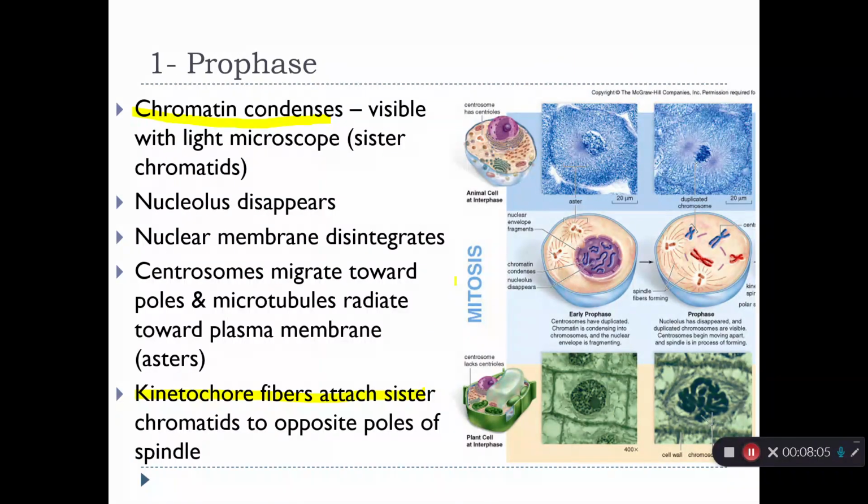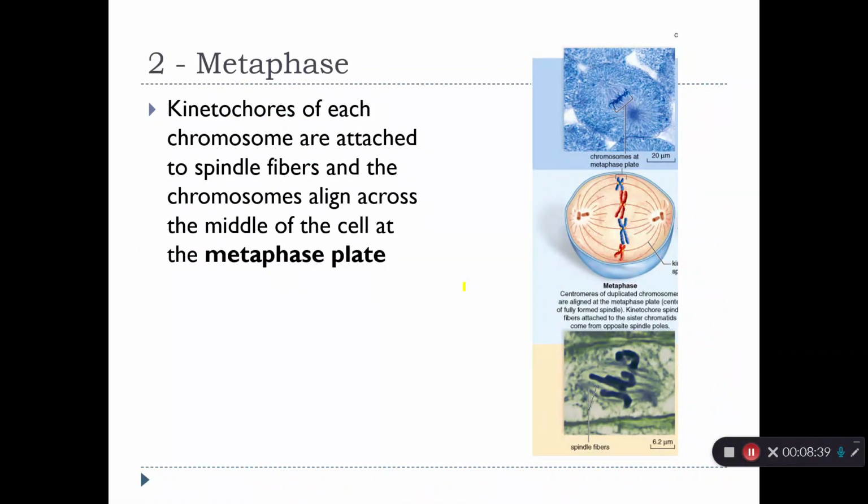Okay, so let's go over it real quick. In prophase, the chromatin becomes chromosomes. It says chromatin condenses into chromosomes. The nucleolus disappears. It just magically disappears, literally. The nuclear membrane disintegrates. That's the membrane around the nucleus disappearing, and then the chromosomes start to move and they attach to spindle fibers.